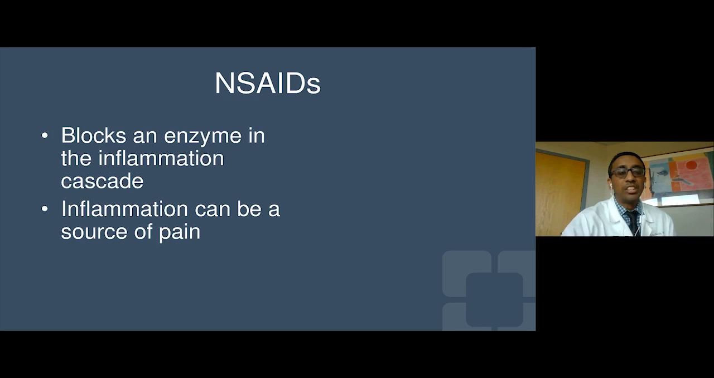So what does it actually do? The NSAID blocks an enzyme called cyclooxygenase, which is part of your inflammation cascade. Blocking the enzyme shuts down the inflammation. And as I've alluded to multiple times now, inflammation can be a source of the pain. Therefore, if we block the inflammation, then we would be decreasing the pain.